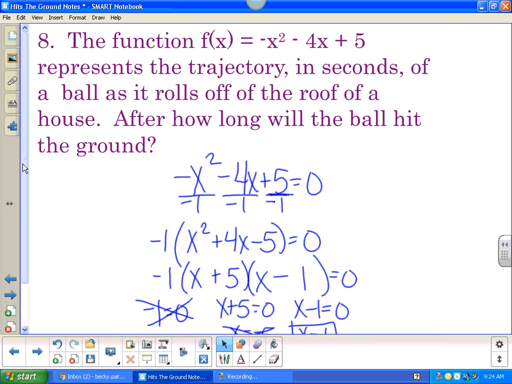So to find when something's going to hit the ground, take its function, set it equal to 0, factor it, and solve it. On your factoring, remember you can GCF, you can do a trinomial, and you can do squares. Just remember all the factoring that you've learned, and you should be fine.